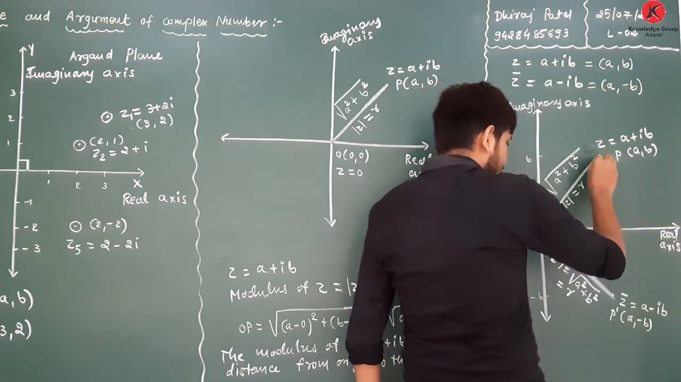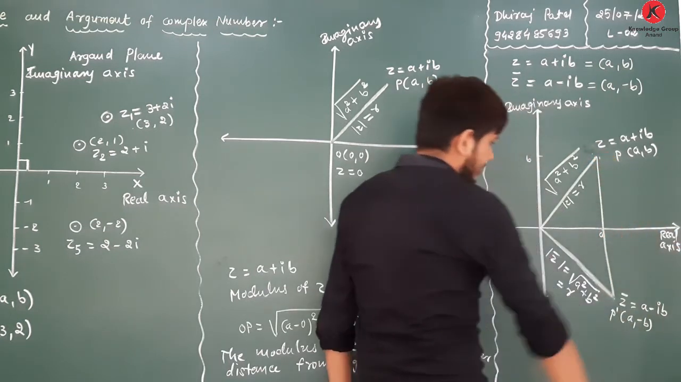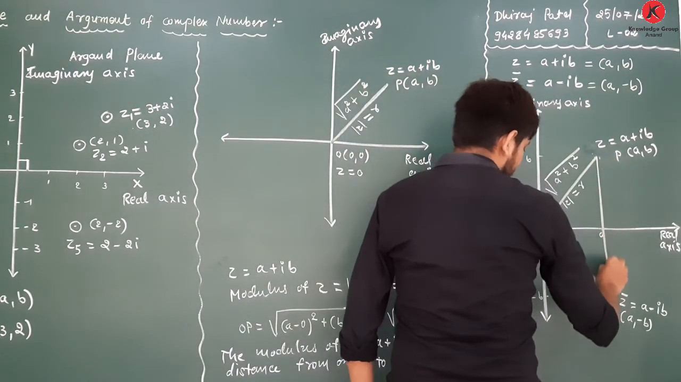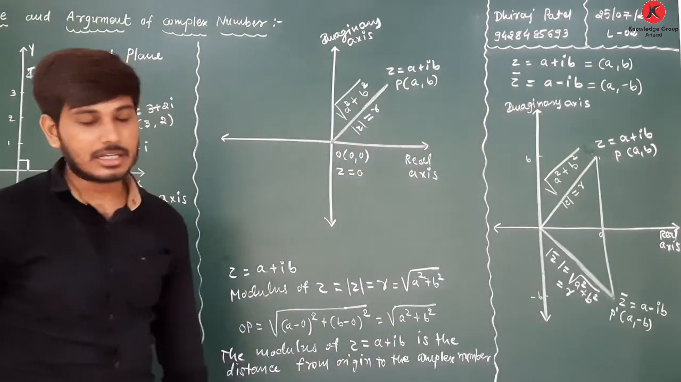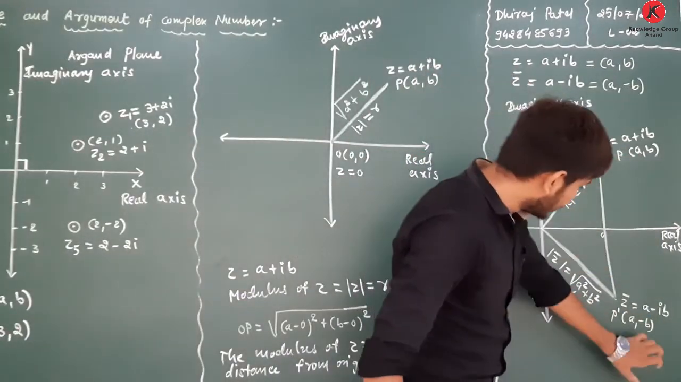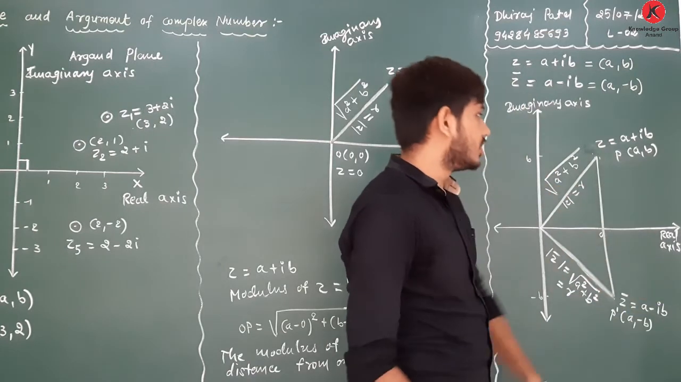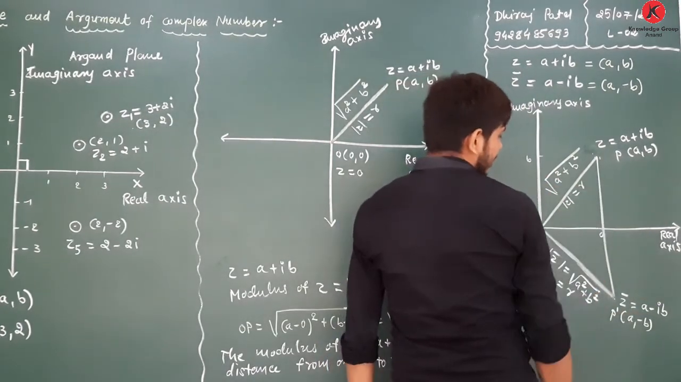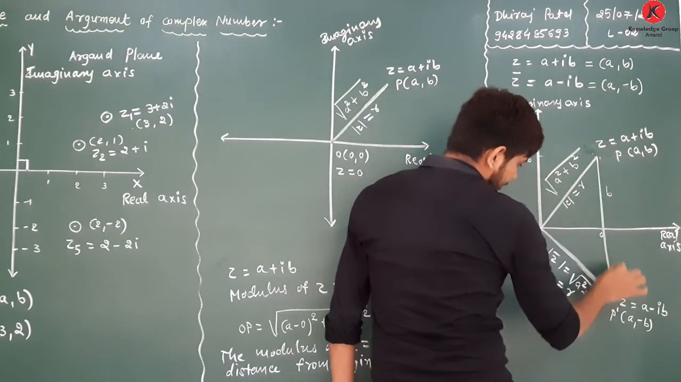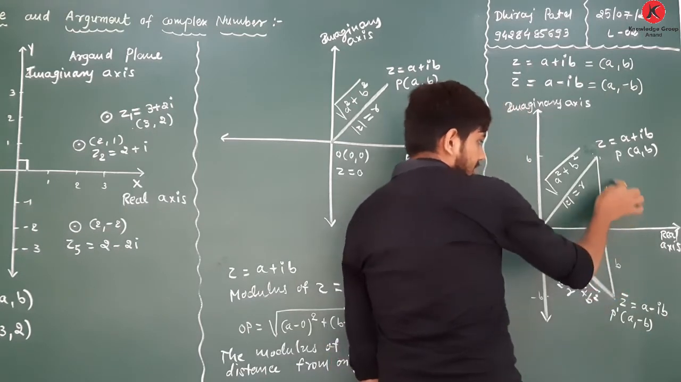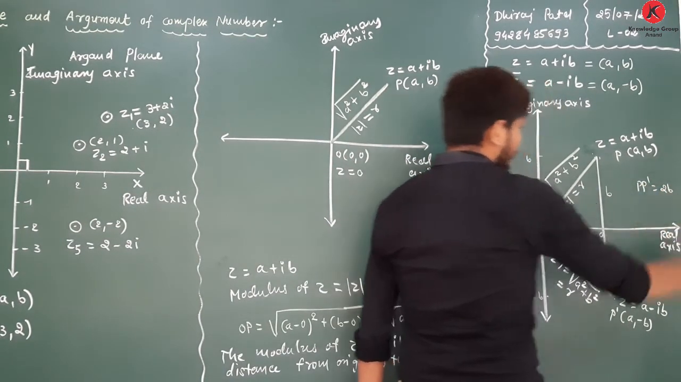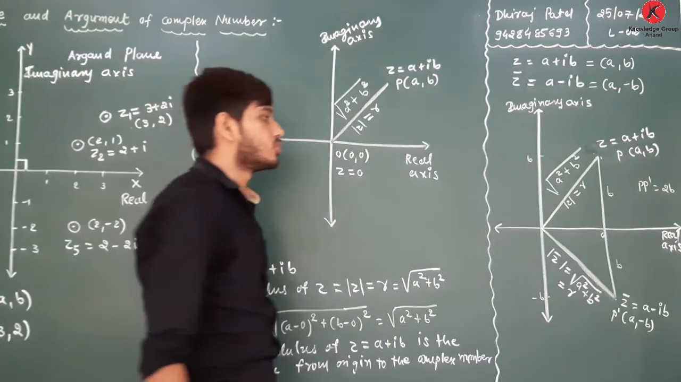Now if I join these two conjugate complex numbers, then I will get a triangle. If we want the distance of P and P dash, then this distance is b, and this distance is also b. So the whole distance PP dash equals 2b.